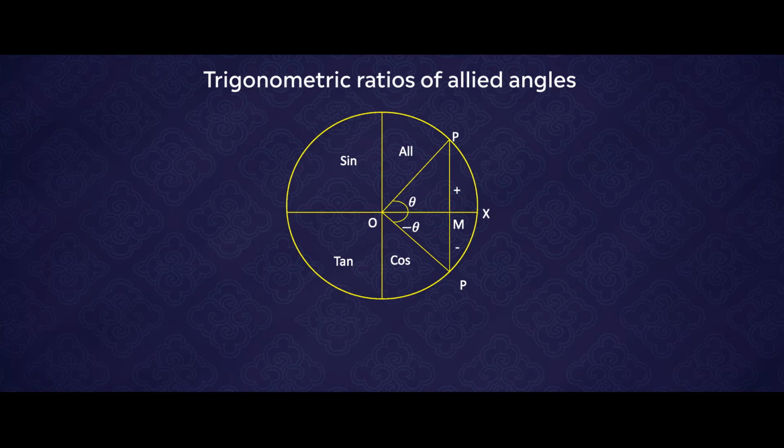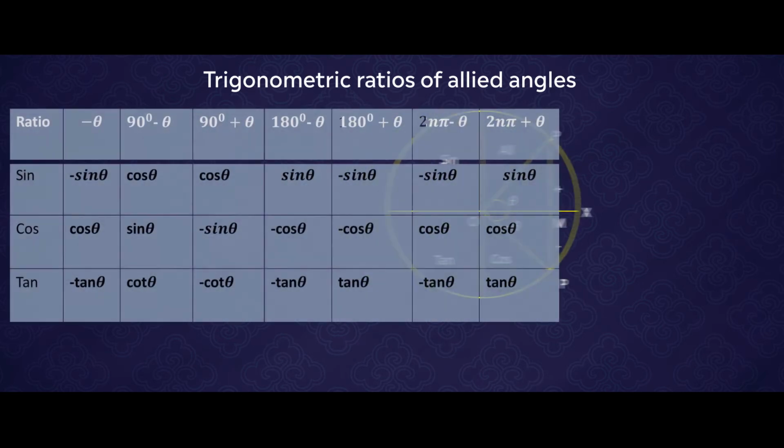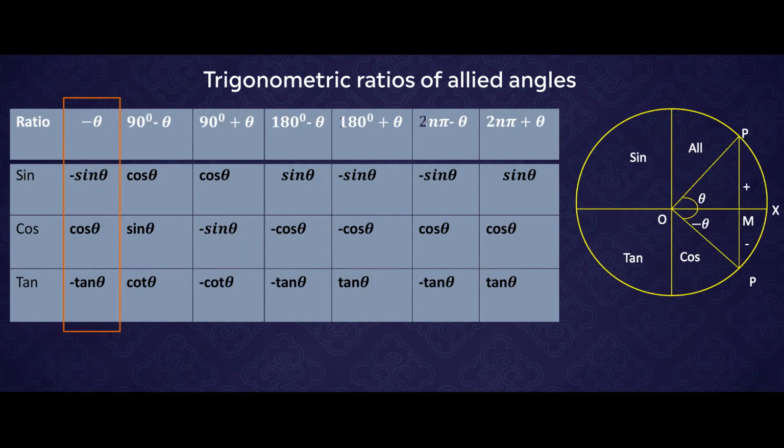Now, this allied angle: we can see that if this revolving line OP moves in a clockwise direction, then this angle measures negative. So if you find the sine of negative theta, then it is MP prime divided by OP prime, which is perpendicular by hypotenuse. This is equivalent to negative of MP divided by OP, which gives negative sine theta. So negative theta falls in the fourth quadrant, where theta should be an acute angle, and if it falls in the fourth quadrant, cosine will be positive, and the other two will be negative.